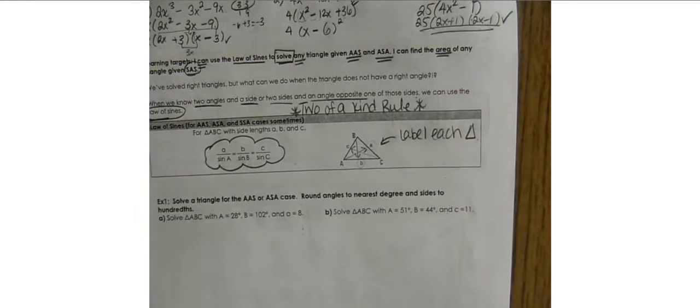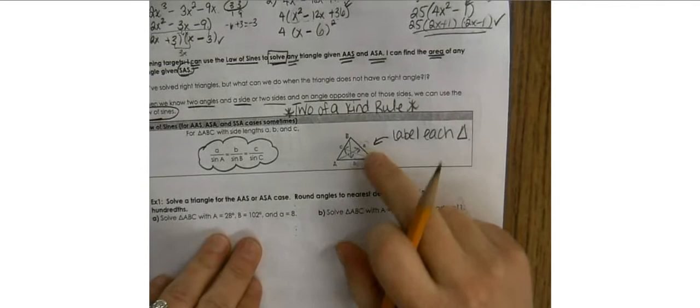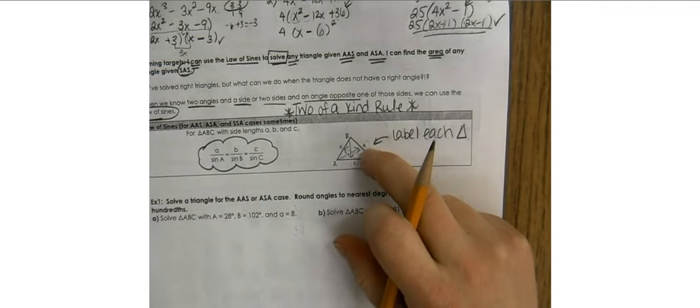So how do you know when to use the law of sines? Well, I call the law of sines the two of a kind rule. So what that means is that you'll know two of a kind for one variable. What I mean by that is we will know angle A and side A. If you know two A's, you can use the law of sines. Likewise, if you know two B's, angle B and side B, you can use the law of sines. And if you know side C and angle C, then you can use the law of sines.